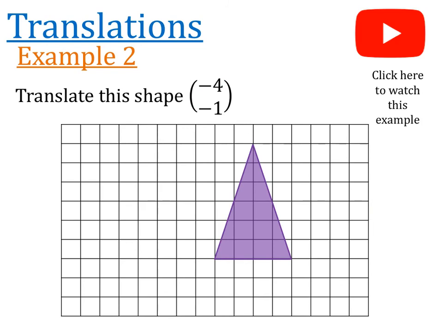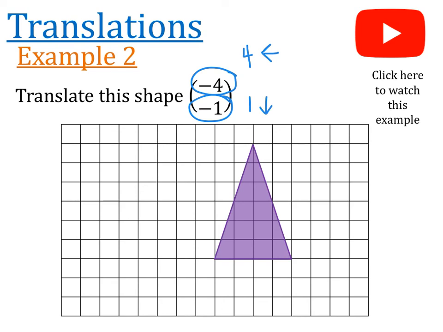All right, same idea yet again. Translate this shape (-4, -1). So the top number tells us left or right. So -4 tells us to go left 4. So 4 squares to the left. And the -1 tells us to go down. So that's 1 down.